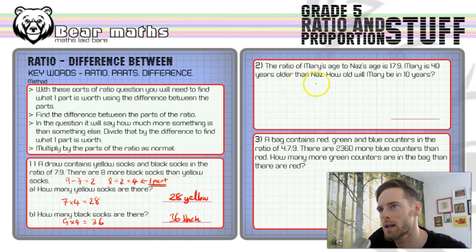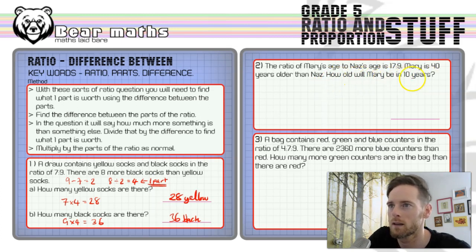Now, the ratio of Mary's age to Naz's age is 17 to 9. Mary is 40 years older than Naz. How old will Mary be in 10 years? So a little bit extra to do there. Just got to remember here at the end that we're adding 10 years onto the age that we find out Mary to be, because we want to know how old she's going to be in 10 years' time.